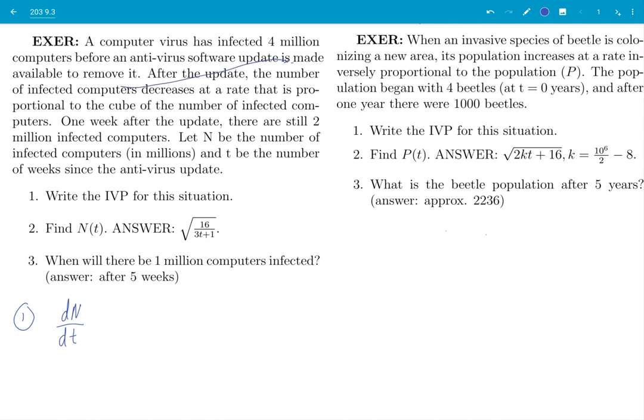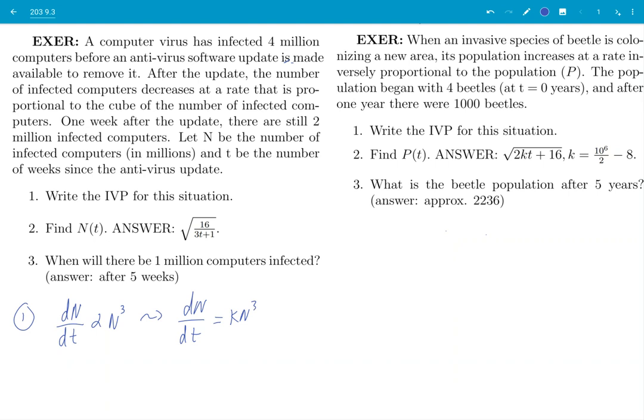They say the number of infected computers decreases. So they're talking about a rate of change, so a derivative. And it's proportional to the cube of the number of infected. And the number of infected, that's n. So this is proportional to n cubed. So I get dn over dt is some constant times n cubed.